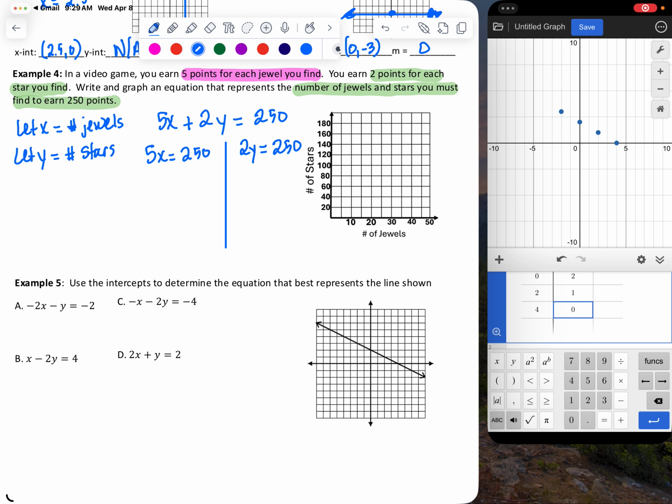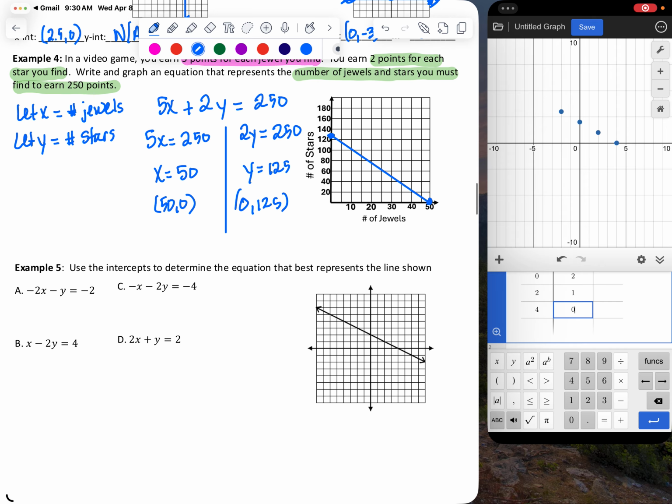So for my x, I will divide both sides by 5. So 250 divided by 5 is equal to 50. So I have an x-intercept of (50, 0). So that goes on my x-axis. All right, for the y, take 250 and divide by 2. So that gives me 125. So I know my y-intercept is at (0, 125). That would be about right there. Now, draw a line connecting the 2 points. And now we have the graph of the equation.